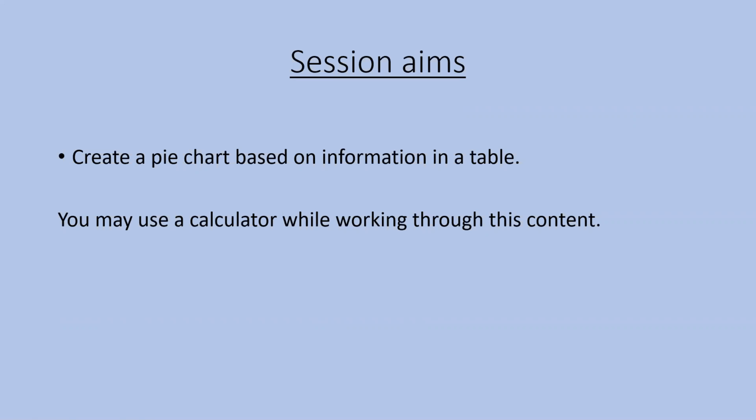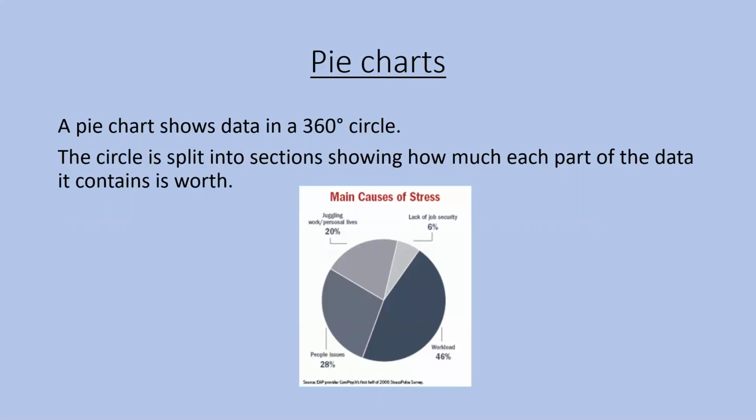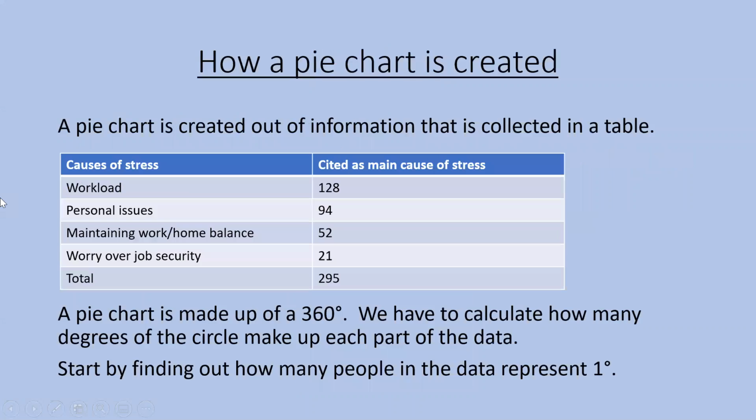While you're working through this presentation, you may use a calculator. So a pie chart shows data in a 360-degree circle, and the circle is split into sections showing how much each part of the data it contains is worth. So we have a pie chart here demonstrating the main causes of stress for people. There are 4 sections representing the percentages of people who cite each of these 4 issues as their main cause of stress.